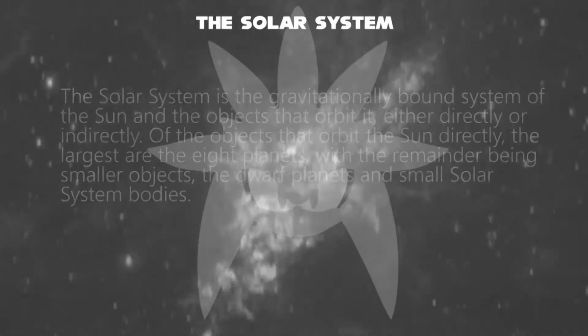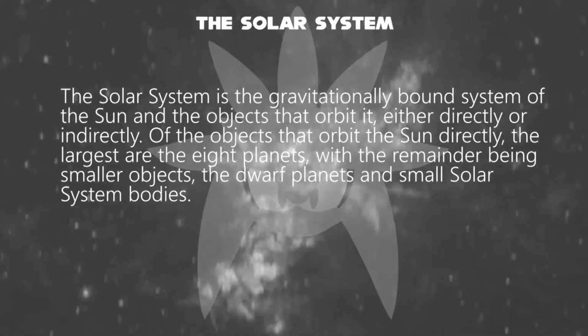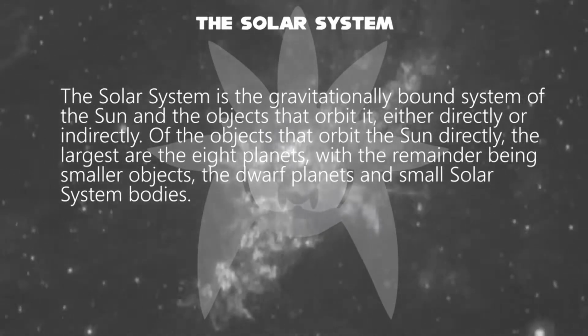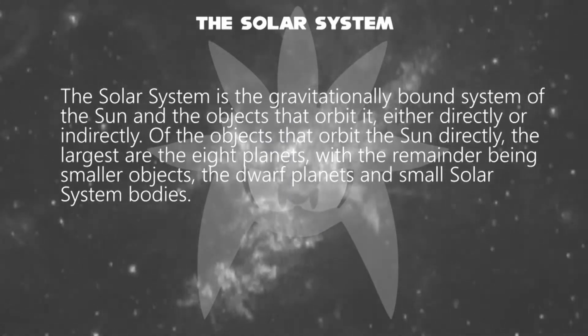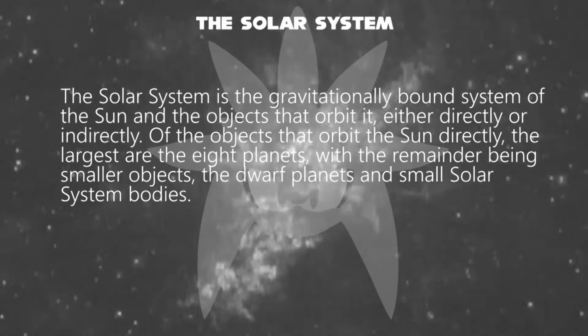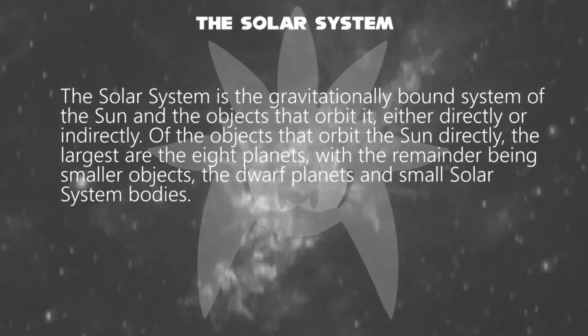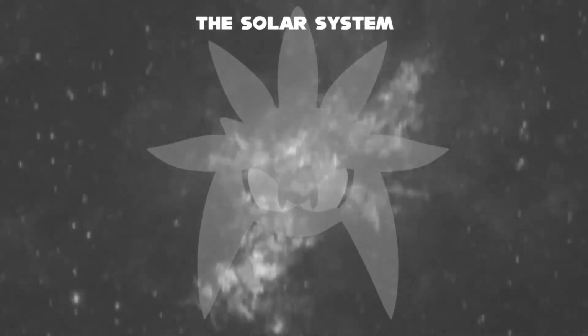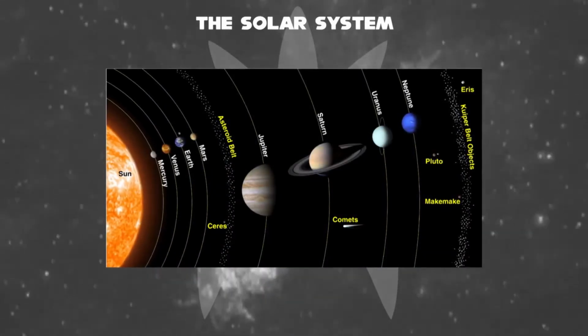The Solar System is the gravitationally bound system of the Sun and the objects that orbit it, either directly or indirectly. Of the objects that orbit the Sun directly, the largest are the 8 planets, with the remainder being smaller objects, the dwarf planets and small solar system bodies. It consists of 8 planets and a dwarf planet that revolve around the Sun.